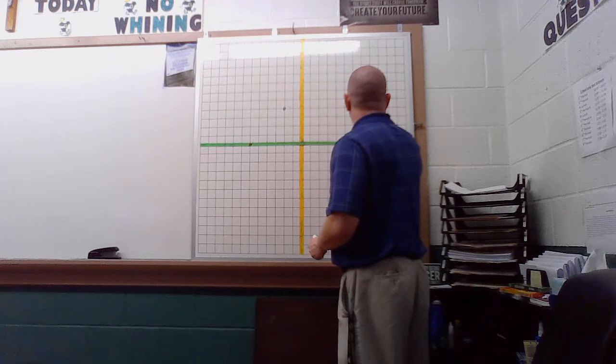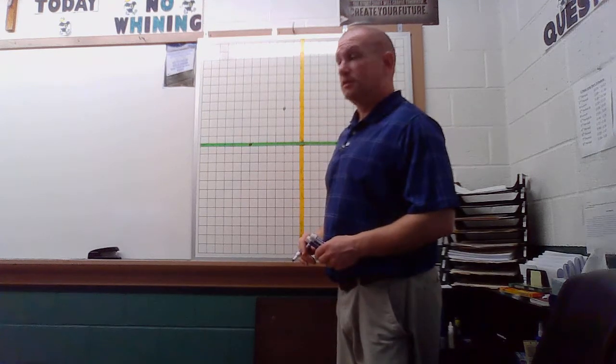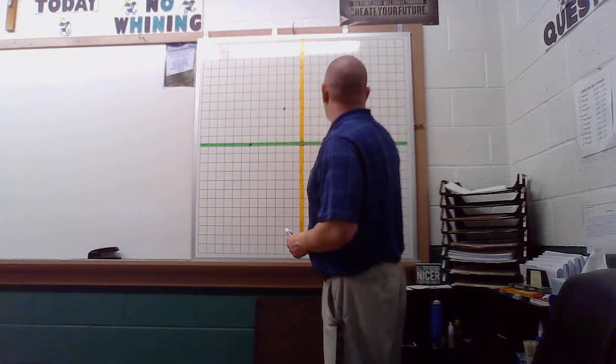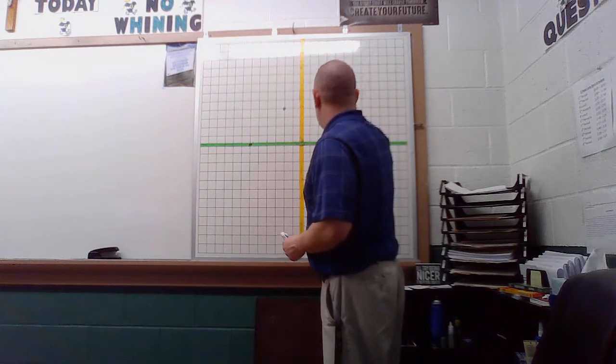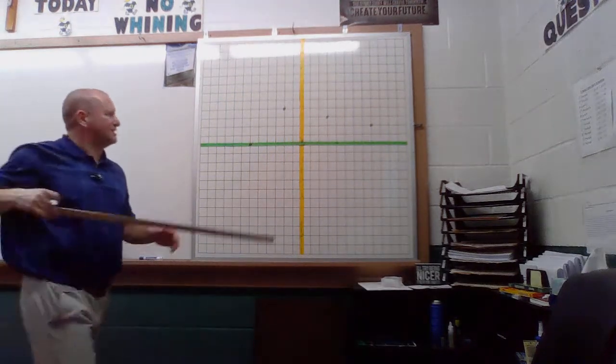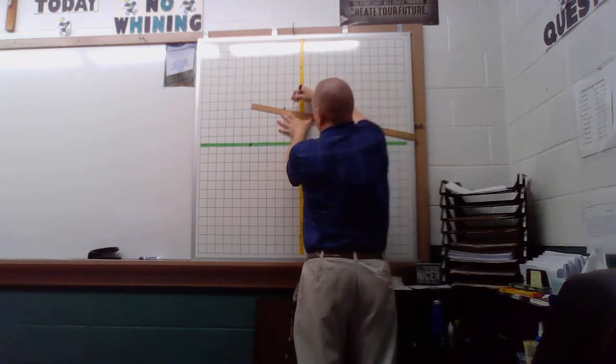So, we got as our answer what? How do I plot that? To the right 3 and up 3. And then if I would get my ruler out and connect the dots, did it work? Yeah. Looks like it, right?